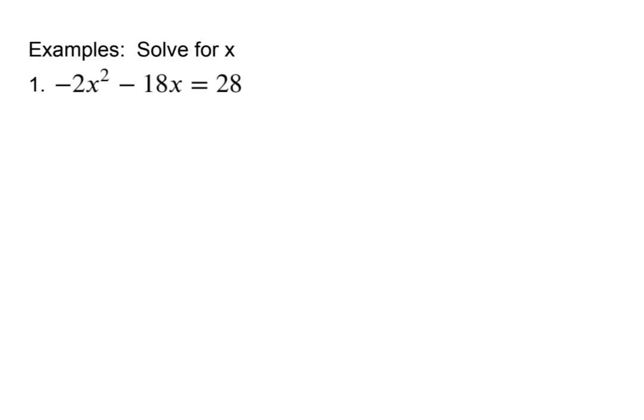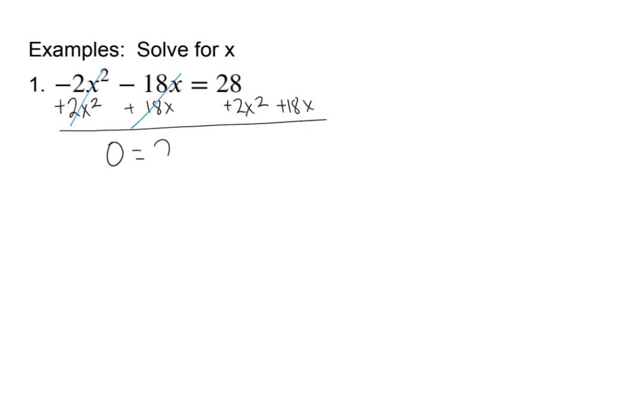So I'm going to move this 2x squared to the other side. So I'm going to add 2x squared to both sides. I'm also going to move this 18 over, so I'm going to add 18x to both sides. And we're going to see what we got here. So over here on the left, these guys are all going to cancel out and leave me with 0. On the other side, there's no like terms, so I'm just going to put them in the correct order here. So 2x squared, I've got 18x, and I've got a 28 for a constant with no x. Remember, if they're not like terms, you can't put them together.